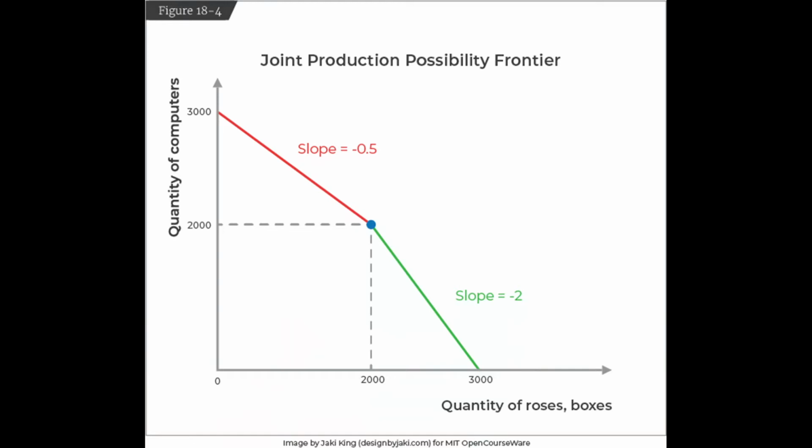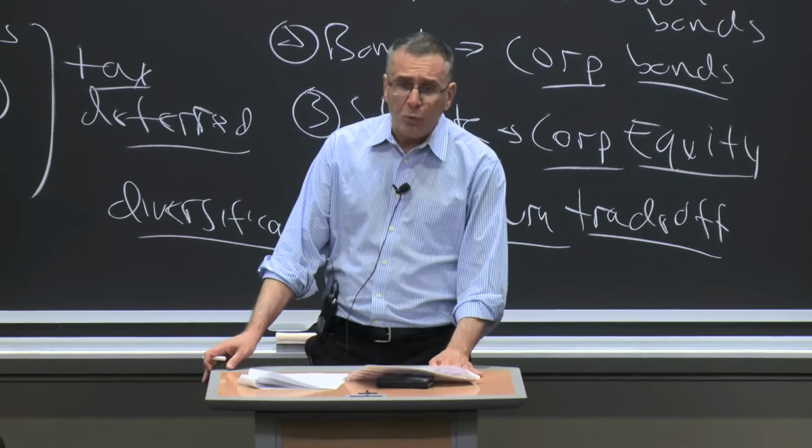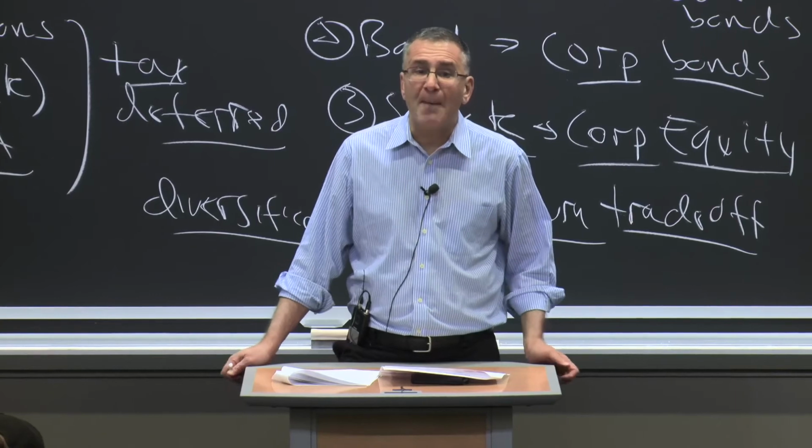Imagine the world only wanted computers. That's the point on the y-axis. Then the US would produce 2,000 and Colombia would produce 1,000, we'd have 3,000. Imagine the world only wanted roses. The flip side, we have 3,000. But if the world wants both, you get more.